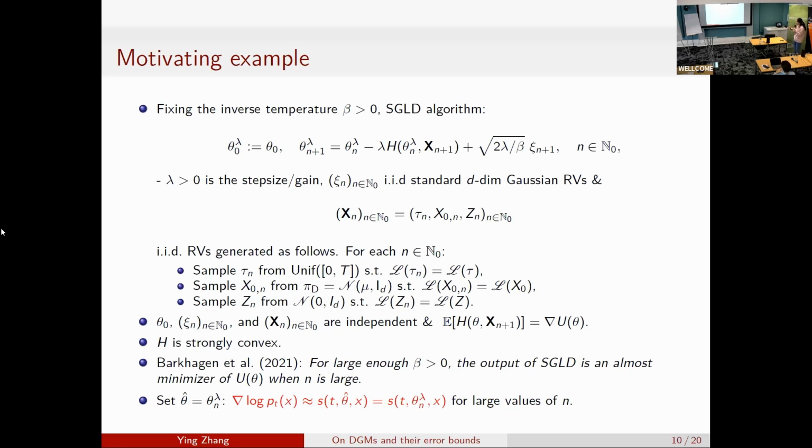So we have this type of conditions in the paper by Raginsky et al. And the main result in the paper is that if we have this type of condition and the stochastic gradient satisfies a certain type of convexity condition, for large enough beta, the output of this SGLD algorithm is an almost minimizer of U when n is large. So by this result, we can set theta hat just to be the nth output of the SGLD algorithm. And then we have that the true score function is approximately the approximating function S evaluated at this theta hat. Here, this theta hat, we just set it to be the nth iteration of the SGLD algorithm, and this n should be large.